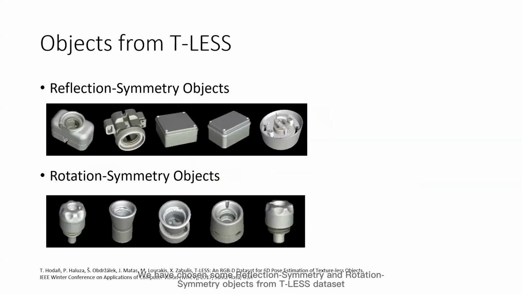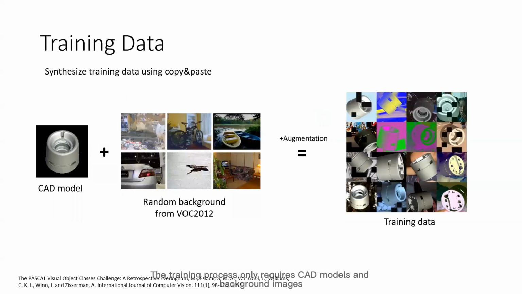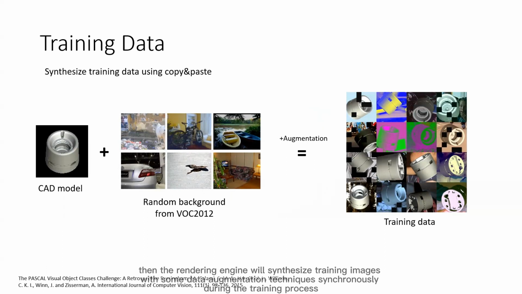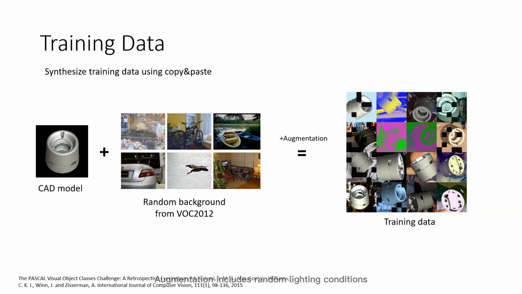We have chosen some reflection symmetry and rotation symmetry objects from the T-LESS dataset. We will conduct experiments to evaluate the performance of AAE on these objects and also try to explore potential improvements on the current AAE implementation. The training process only requires CAD models and background images. Then the rendering engine will synthesize training images with some data augmentation techniques during the training process. Augmentation includes random lighting conditions, random occlusion, padding, and saturation.